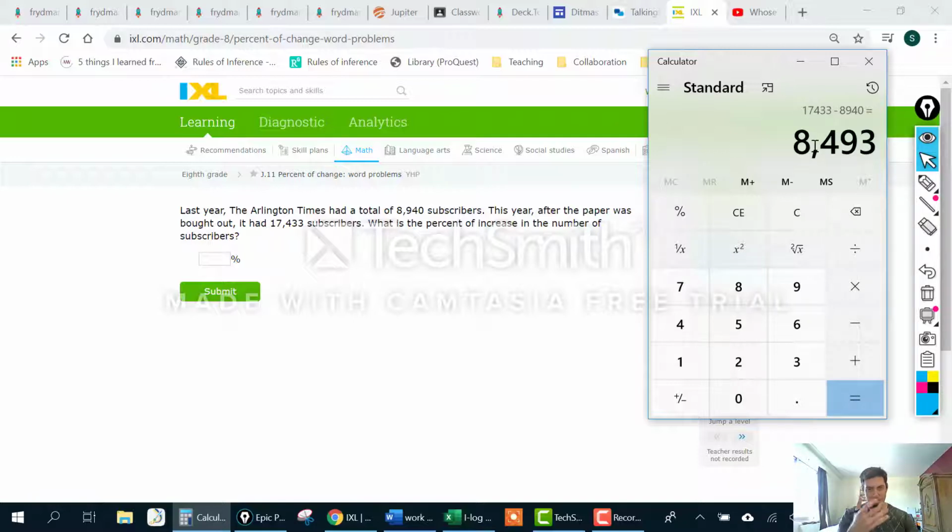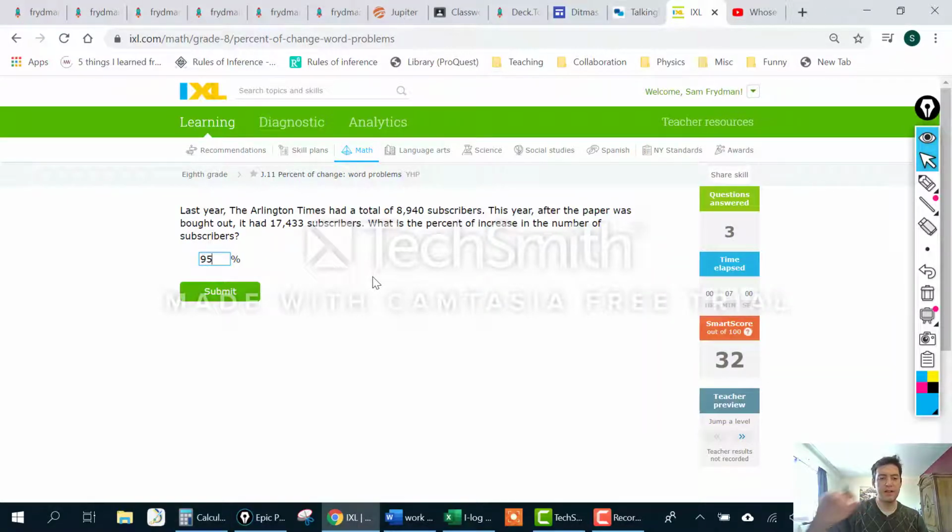But this is a middle school problem now. We don't just want to know how many more subscribers there are. We want to know what the percent increase was. What was that percent of change? So we're going to take this difference between the two values and divide it by the original value. Okay, so let's see. This number was last year, and this number was this year. So this was the original number of subscribers. So we're going to take this and divide it by 8,940. Gives us 0.95, 95%.